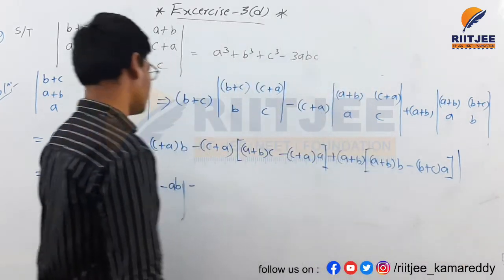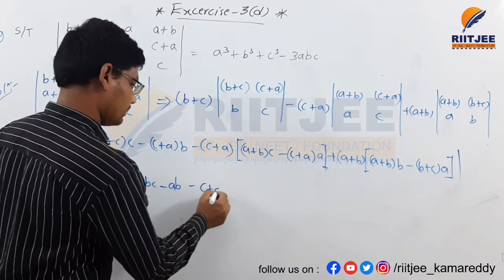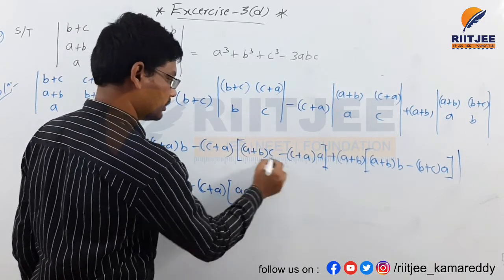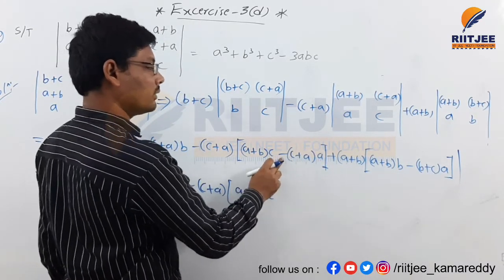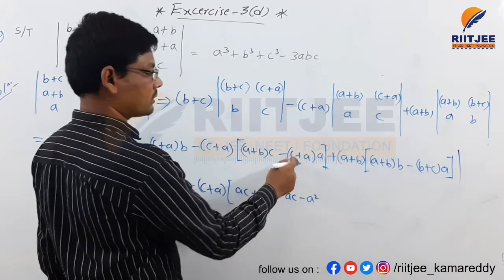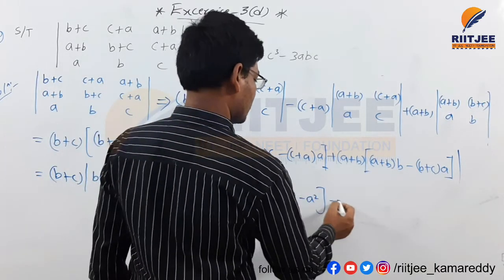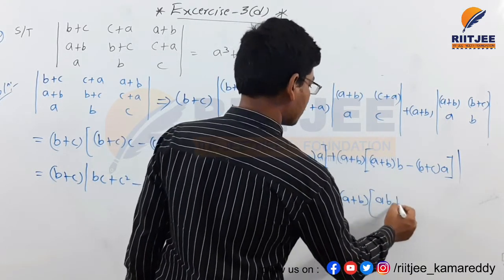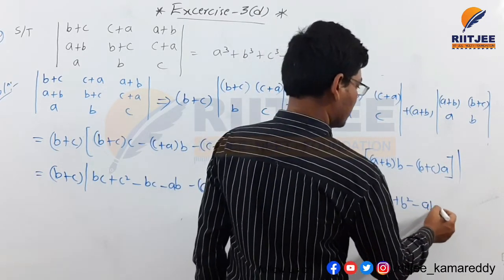The final one is C plus A into AB, A into C, AC plus B into C, BC minus, I am multiplying A as well as removing the bracket here, AC minus A square, plus into minus, minus, and here the bracket is closed again, plus A plus B into A into B, AB plus B into B, B square. I am removing and multiplying at the same time, AB minus AC.